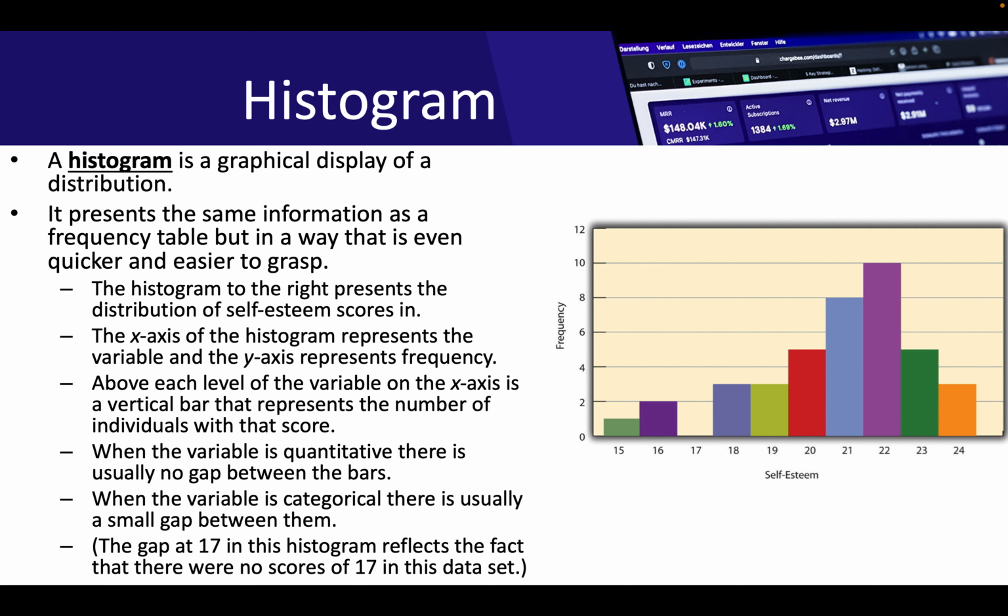The x-axis of the histogram represents the variable, and the y-axis represents frequency. Above each level of the variable on the x-axis is a vertical bar that represents the number of individuals with that score. When the variable is quantitative, there is usually no gap between the bars. When the variable is categorical, there is usually a small gap between them. The gap at 17 in this histogram reflects the fact that there were no scores of 17 in this data set. And as you can see, this is an empty slot.